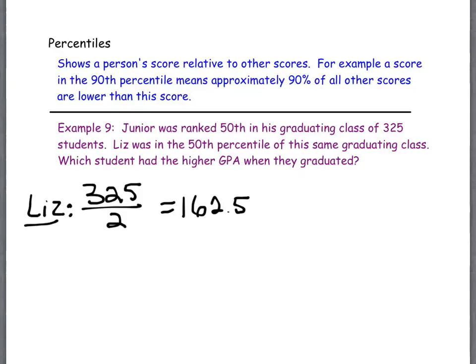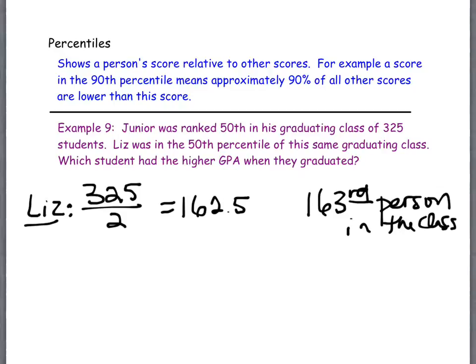162.5, which means that 162 people need to be below Liz, 162 people need to be above Liz. She is right in the middle. She's the 163rd person. So she is the 163rd person in the class. So if you put their GPAs in order from smallest to largest, she's the median, right? She's the one right in the dead center. She's the 163rd person in order.